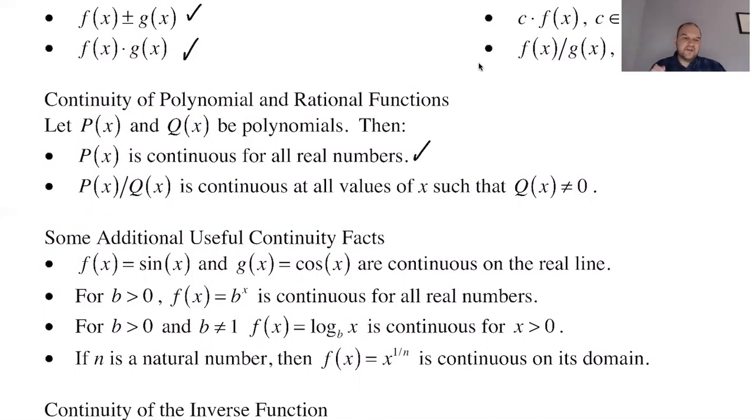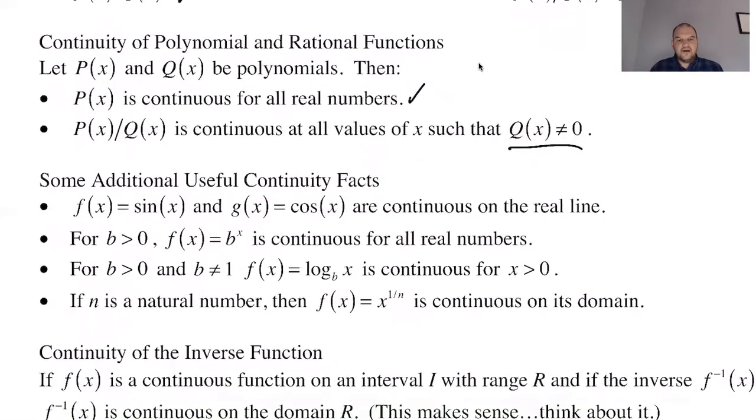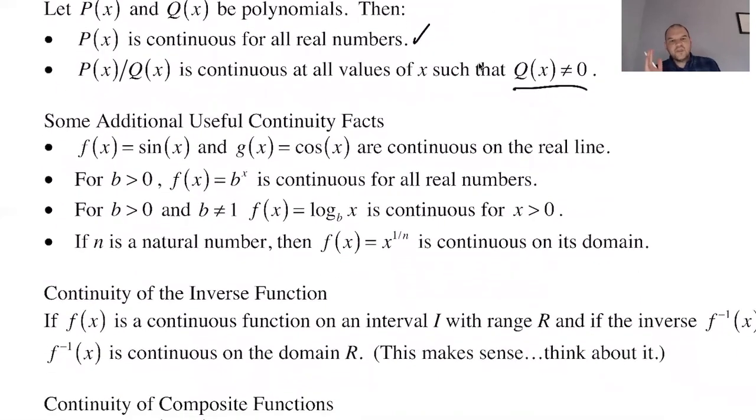And then a rational function is no different from general functions, right? So p of x over q of x is continuous at all values of x as long as the denominator is not 0. So you can never divide by 0. It's always going to be a problem. A couple of other things. Sine and cosine are continuous everywhere. You know that because they're easy to graph.